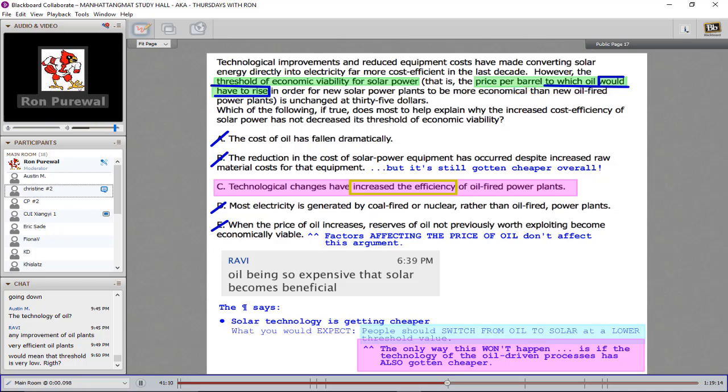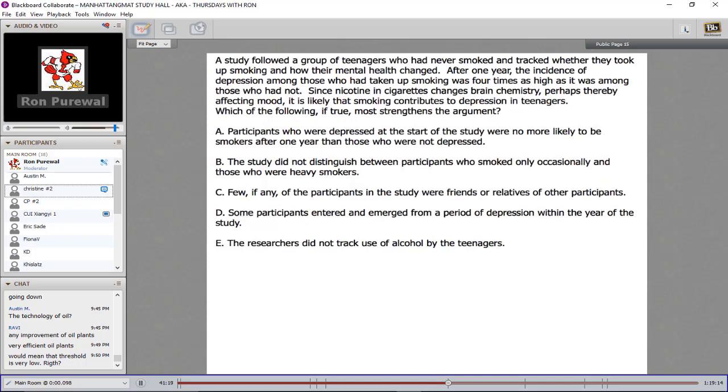Okay, let's do another problem. How about this one? Cool, you know where the answer choices are found. Give it a shot.